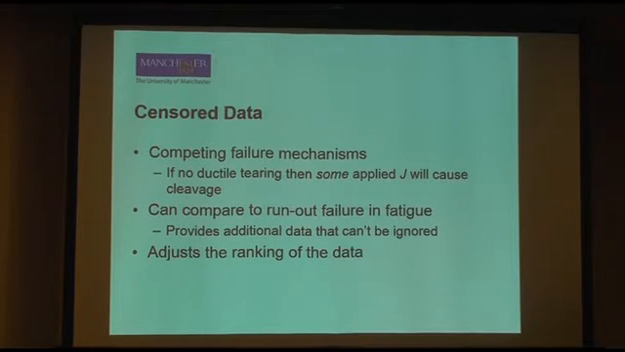So hypothetically, if we were able to somehow suppress ductile behaviour at some applied J, we would expect to see cleavage. The fact that we see ductile tearing for that is similar to a run-out in a fatigue test. So we have used a censoring technique that treats them as run-outs and adjusts the ranking of the data and thus the probability of failure that we see.